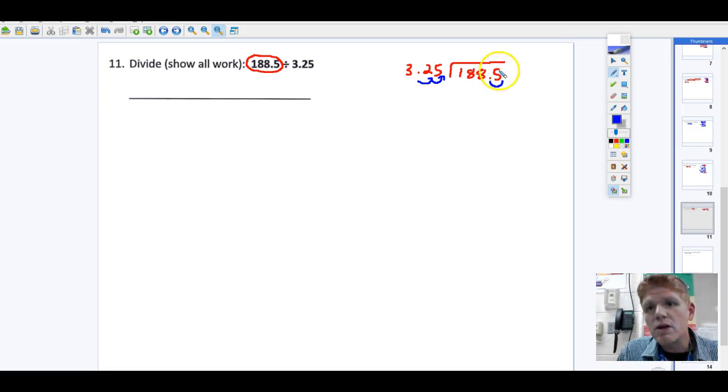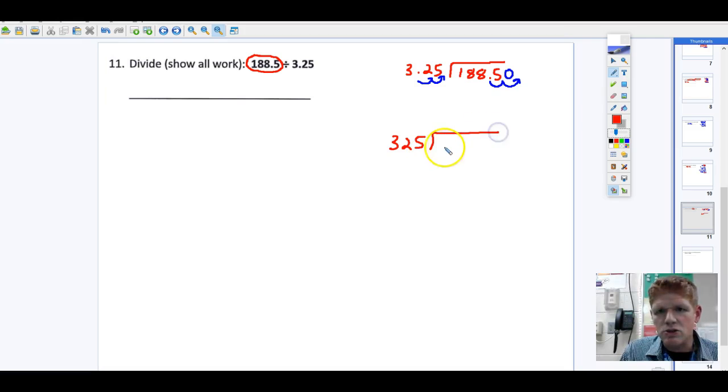There's a problem. I don't have another space to take it. So what have I got to do? I've got to add a 0 in there so I can take it over one more space. And our resulting problem is going to go 325 into 18850, which is 18,850.